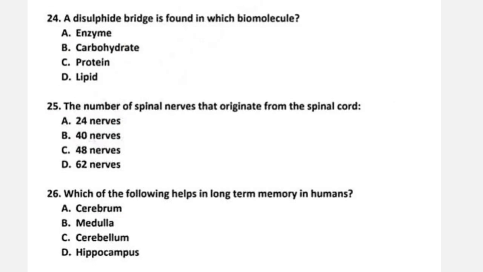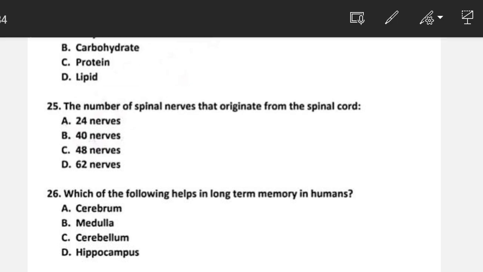Question number 24: A disulfide bridge is found in which biomolecule? Option A is enzymes, option B is the carbohydrate, option C is the protein, and option D is the lipid. Here both options are correct, enzymes and proteins, but the most appropriate option is proteins, because enzymes are part of proteins and you know that some of the amino acids contain sulfur in their structure. So here the most appropriate option will be option C, proteins, because some of the amino acids contain sulfur in their structures, due to which disulfide bonds are formed among proteins.